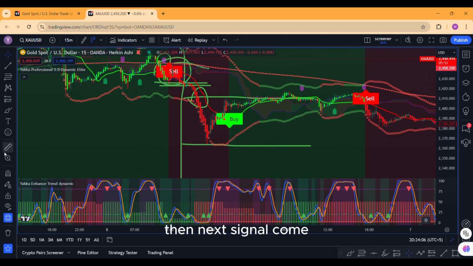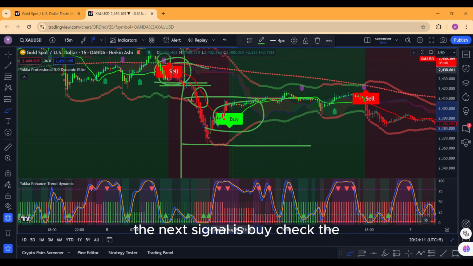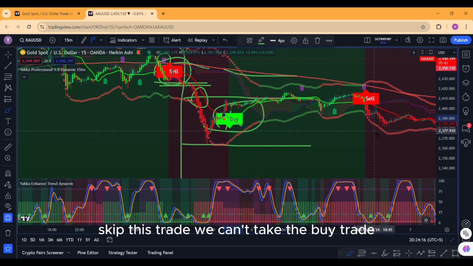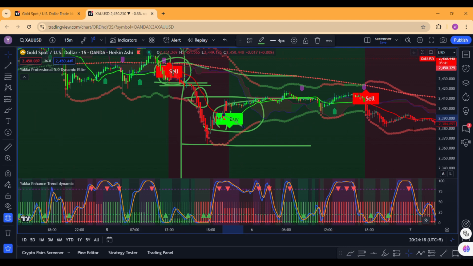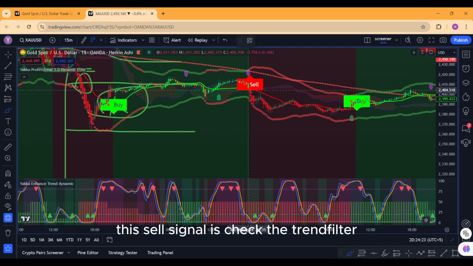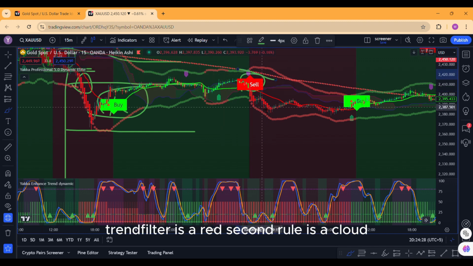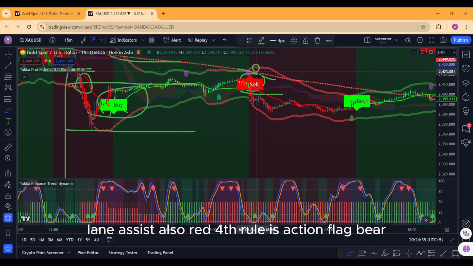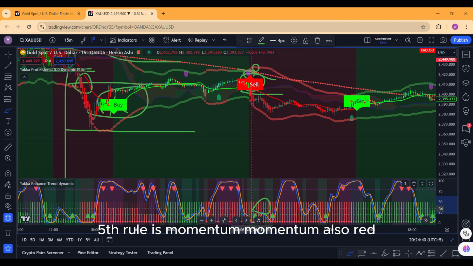Then the next signal comes. The next signal is buy. Check the trend filter, it is red. Skip this trade, we can't take the buy trade. Then we check the sell signal. For this sell signal, the trend filter is red. The second rule is below the cloud. Third rule, Lane Assist, is also red. Fourth rule is action flag bear. Fifth rule is momentum also red.